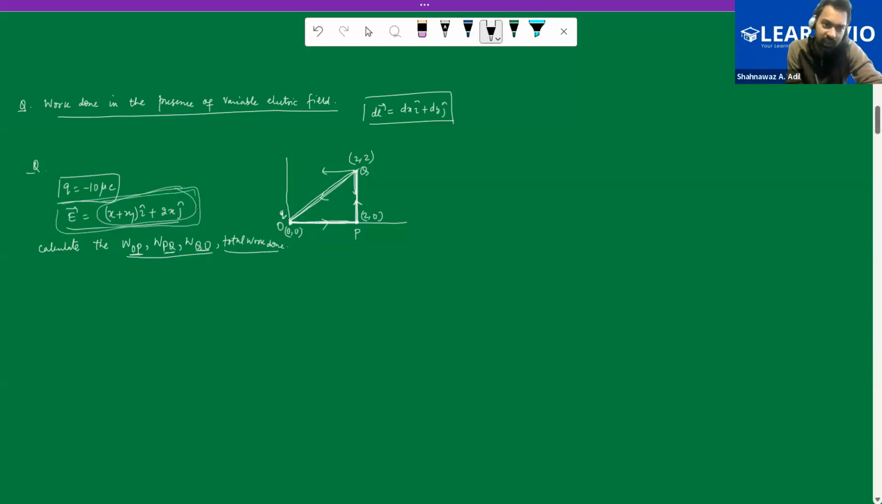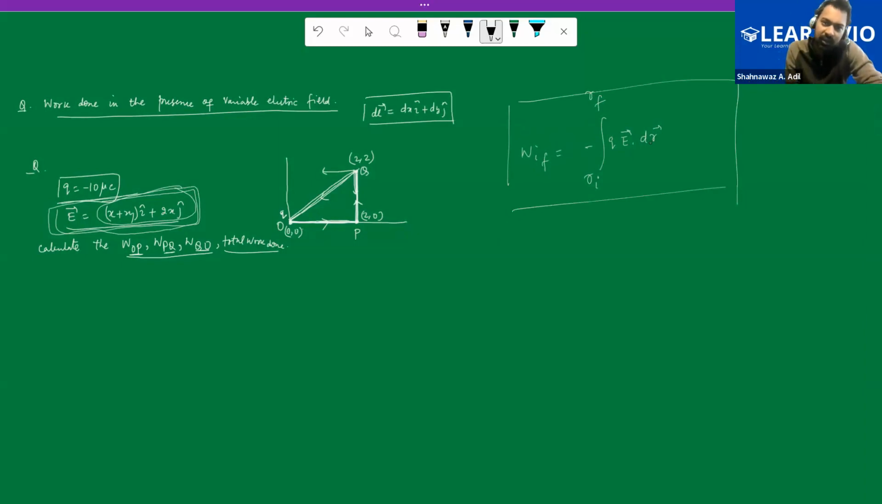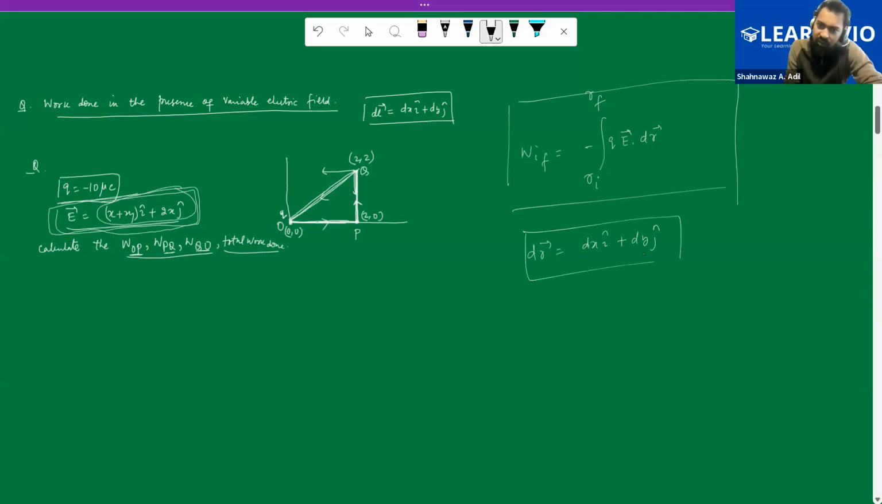This electric field, what kind of electric field is this one? Variable, right? So then the work done would be minus Q E dot dr, from R initial to R final. So that would be the work. Now, because we are moving in 2 dimensions, this dr or dl would be dx i hat plus dy j hat. So this would be dr.